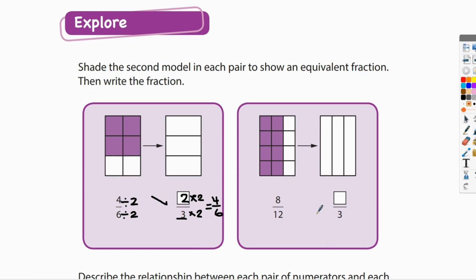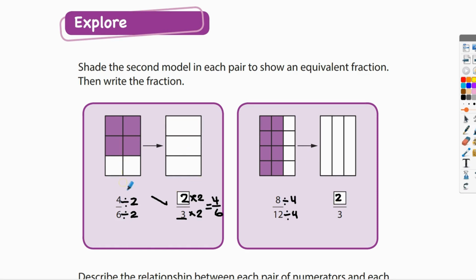Now let's take a look at the second one. The second one, you have 8/12 equals to how many thirds? So if I look over here as to how many thirds, I would have to do the same thing. I would have to divide 12 divided by a number will then give me 3. In this case, this number is 4, and therefore 8 is also going to be divided by 4, and 8 divided by 4 is going to give me 2. So my answer is 2/3.